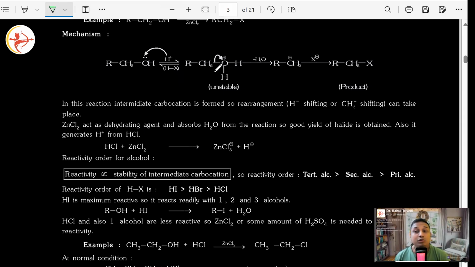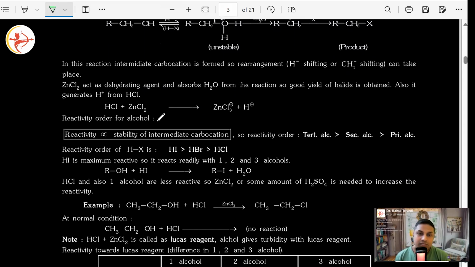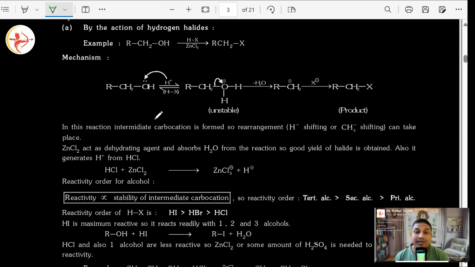At the same time, it also generates H plus from the HCl. In the beginning, HCl was there, so it took away Cl minus. H plus is generated. Now that H plus is our electrophile, which attacks the lone pair of the oxygen. Again, the concept is very simple. If your intermediate carbocation which is forming is more stable, that means this compound will be more reactive. Simple.